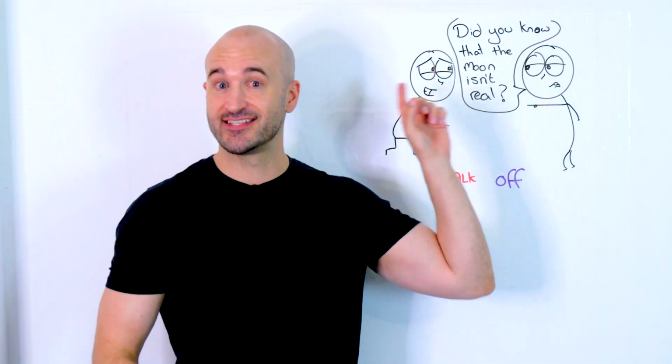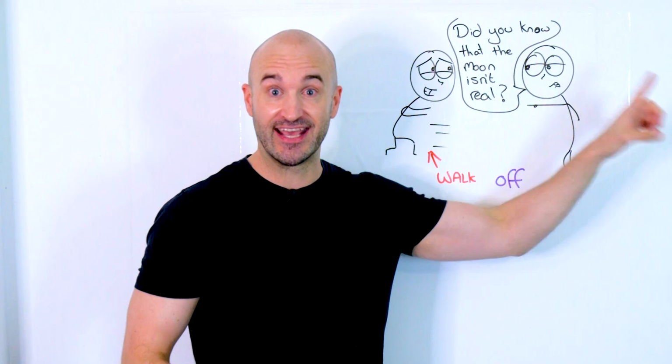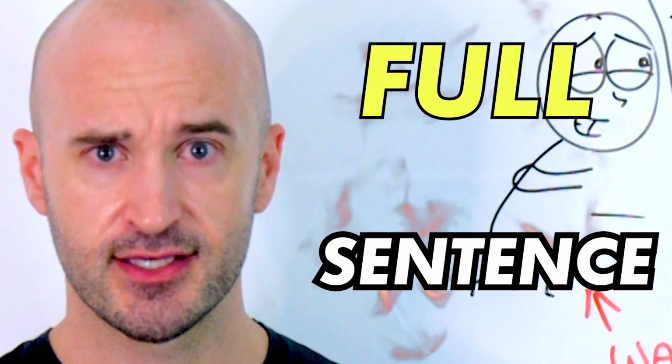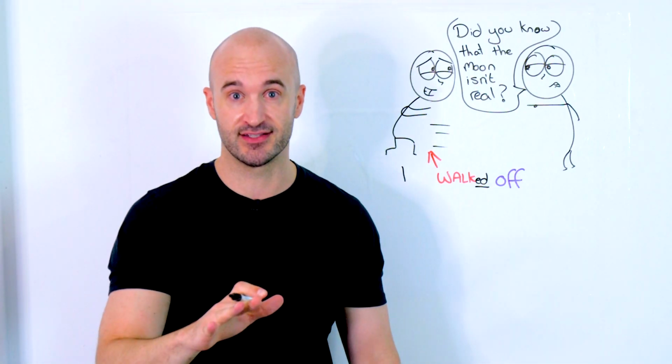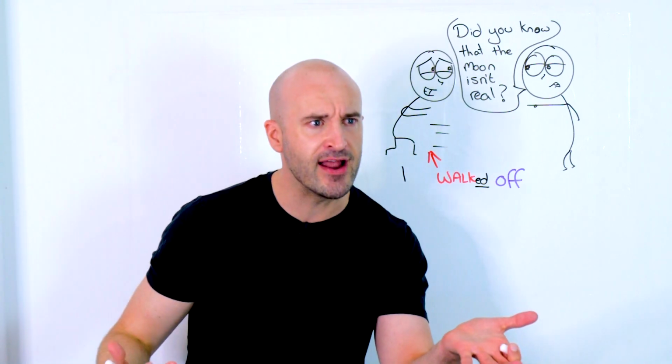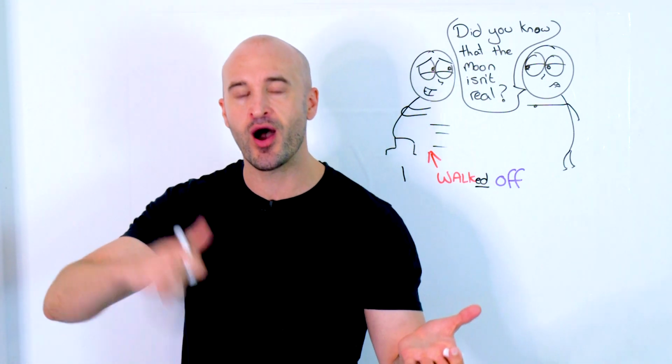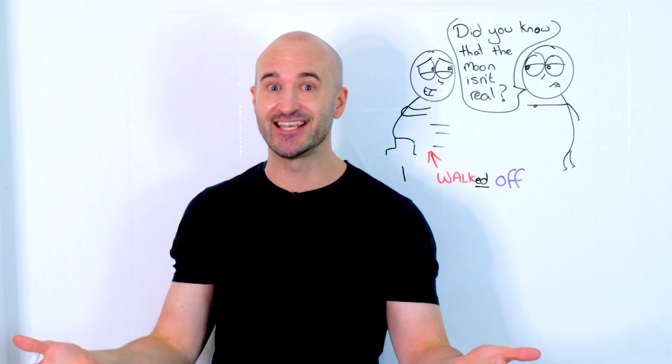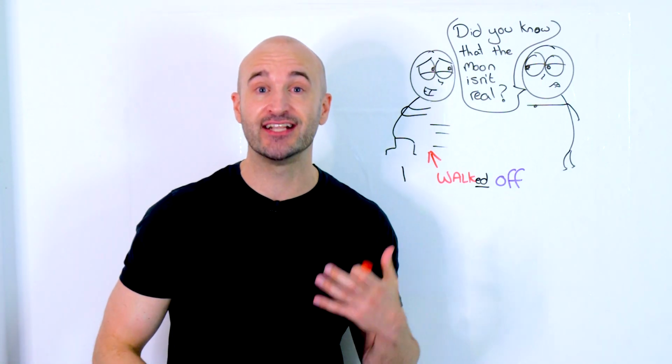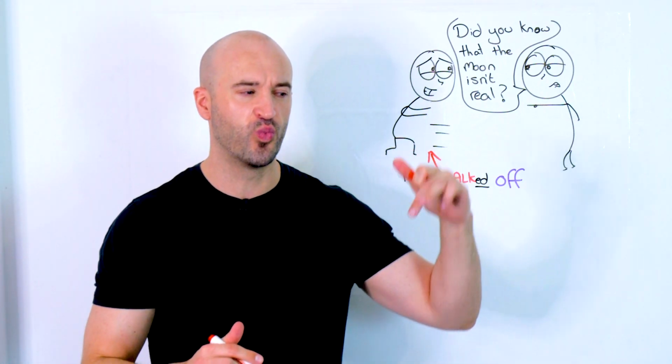That's good too. There's another video on away right here. Full sentence. Now, this is past tense. Walked off. My friend was being crazy, so I walked off. Easy, right? But now let's change the verb. You don't want to walk off.